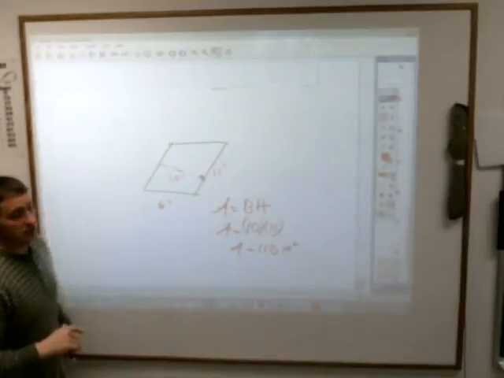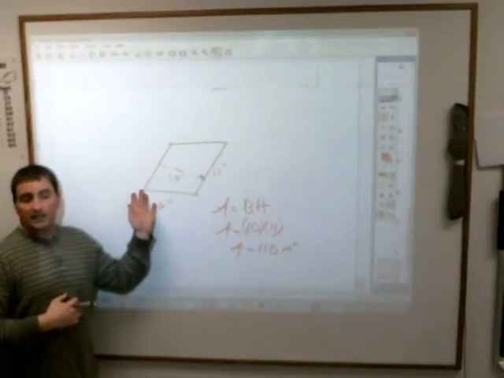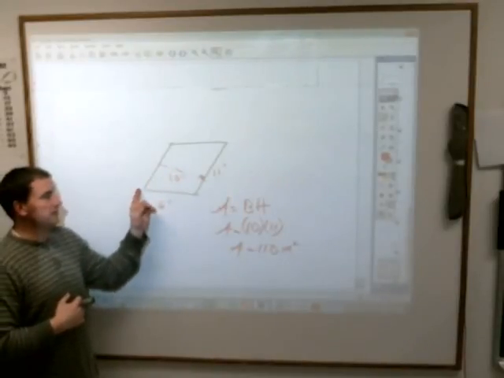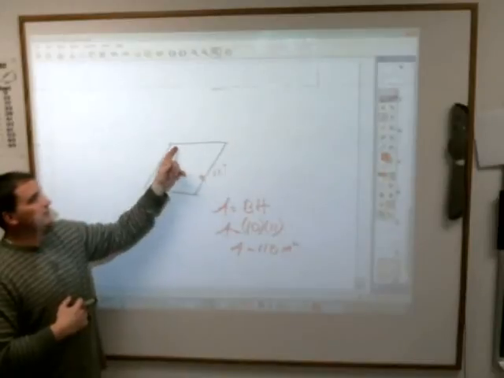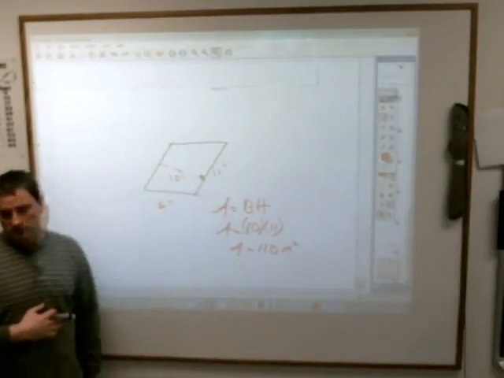Again, if I asked you the perimeter of this, remember perimeter is just around the outside. You don't need the 10. Don't be adding the 10 in there. It's just the distance around the outside: 6 plus 11 plus 6 plus 11. No 10. Only stuff around the outside.